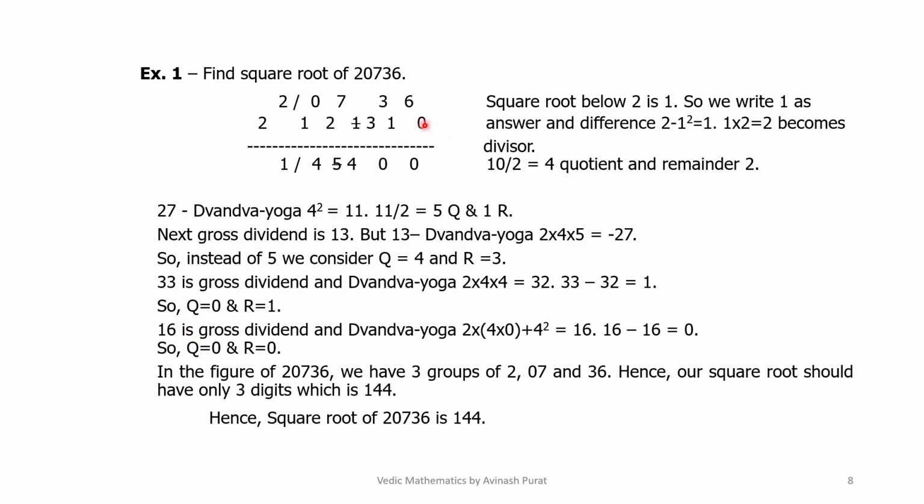Now 16 is the gross dividend and Dvandva Yoga 2 into 4 into 0 plus 4 square is equal to 16. So 16 minus 16 is 0. So Q equal to 0 and remainder is 0. In the figure 20736, we have three groups, 2, 07 and 36. Hence our square root should have only three digits, which is 144. Hence the square root of 20736 is 144.